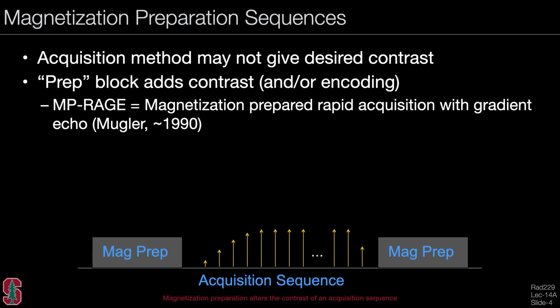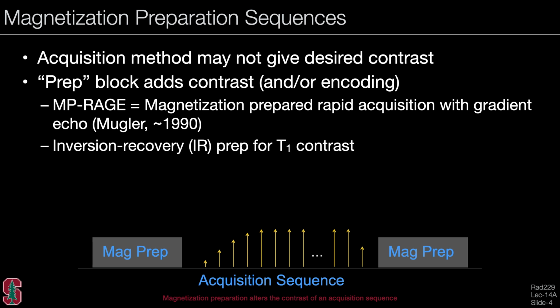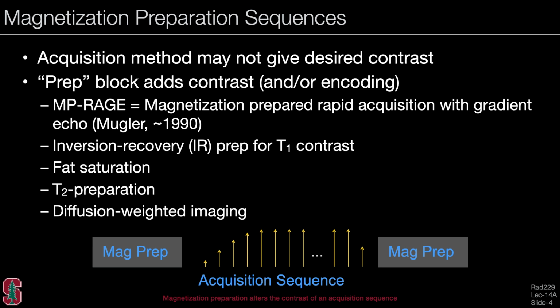MP-RAGE stands for Magnetization Prepared Rapid Acquisition with Gradient Echo, and this is one of the early forms of magnetization prepared sequences. Inversion recovery preparations are used for T1 contrast. Fat saturation is very common, as we'll see in this lecture. T2 preparation is a way to provide T2 contrast in sequences that otherwise may lack this contrast. And diffusion-weighted imaging is very commonly used and will be studied more in detail in the next lecture.